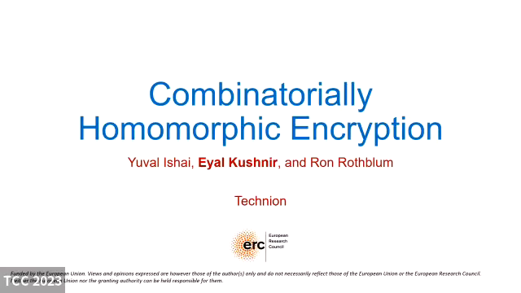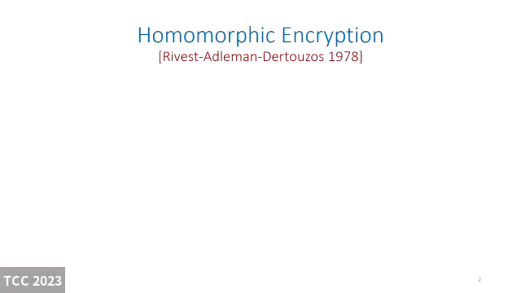The last talk of this session is combinatorially homomorphic encryption, and ER is going to give a talk. Thank you. Okay, so this talk is about homomorphic encryption, and it's joint work with Yuval Ishai and Ron Rothblum. So homomorphic encryption, introduced by Rivest, Adleman and Dertouzos, is a general idea of an encryption scheme that allows computation over the encrypted data.